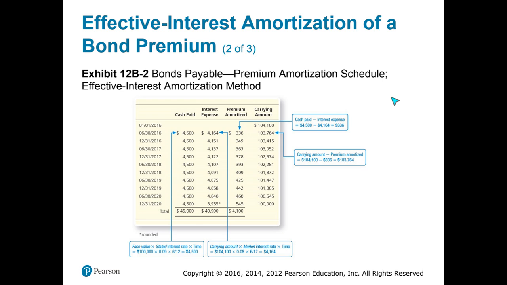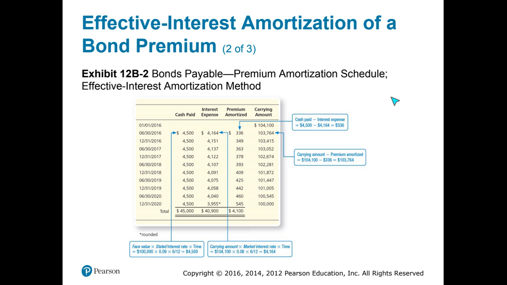For this one, same thing. So they're telling us how they computed everything. So for cash, we took the face value times the stated interest rate times the time. So 100,000 times 9% times 6/12 equals 4,500. For the interest expense, we took the carrying amount times the market interest rate times the time. So we took $104,100 times 8% times 6/12, which gives us 4,164.